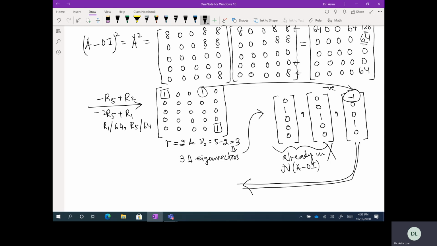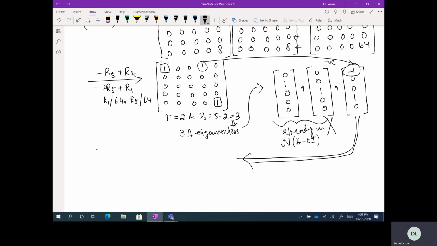Since this is a string of 3, so I say, maybe I say now U2. So U2 equals minus 1, 0, 0, 1, 0, and this is in the null space of A squared. And this is not in the null space of A.